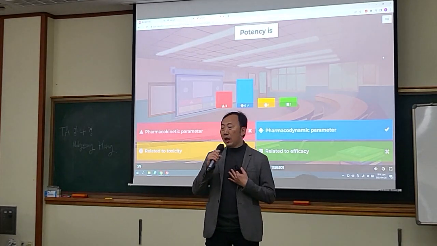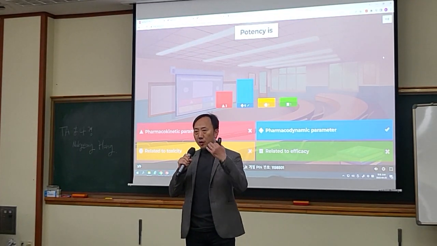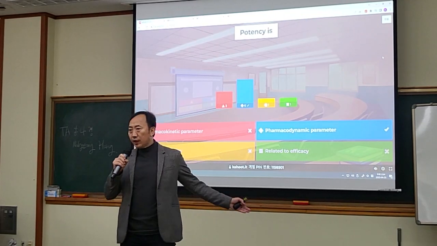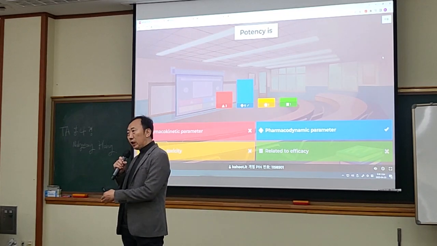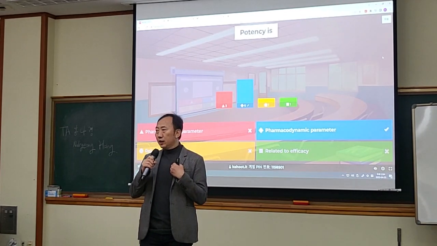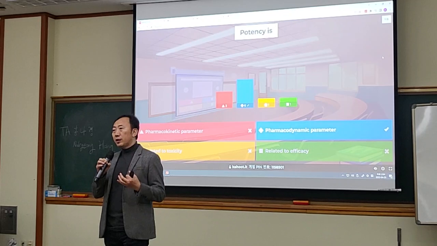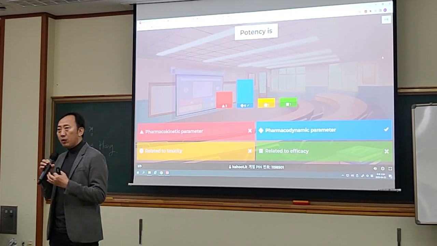It is how our body treats the materials: absorb, metabolize, distribute, excrete. How we handle those molecules is a pharmacokinetic parameter. How the molecule affects our body, in a good way or a bad way, is a pharmacodynamic parameter. So if we handle a medicine, there are two aspects we look at.